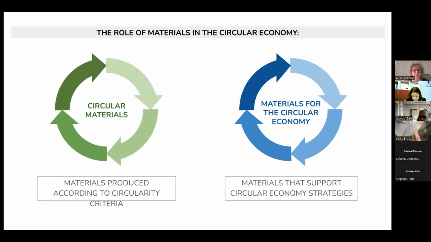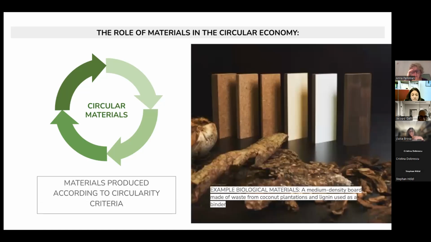So what materials can be important and can play a role in the circular economy by being circular themselves. So materials that are produced according to circularity criteria, or materials that behave in the right way in the product as a system for the circular economy, so supporting circular economy strategies. Examples.